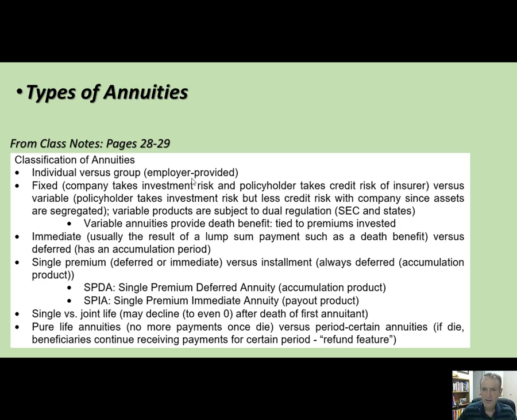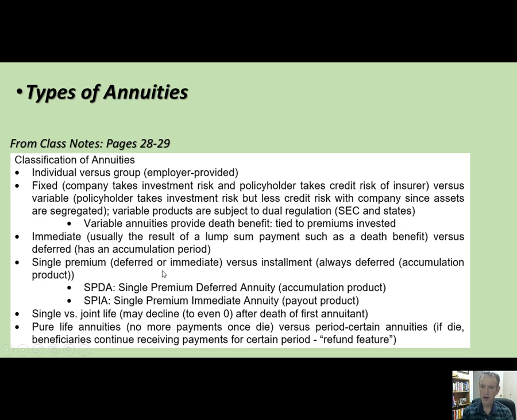Another way you can distinguish annuities is single premium versus installment. Single premium can be both a deferred and immediate annuity. You can actually pay a company $500,000 today, say at age 25, and it won't mature until you turn 65. So that's a single premium annuity, but it's deferred. And you might hear that referred to if you interview with an insurance company, and they may call that an SPDA, a single premium deferred annuity. It's an accumulation product, but you only pay one premium. Now, why might you do that?